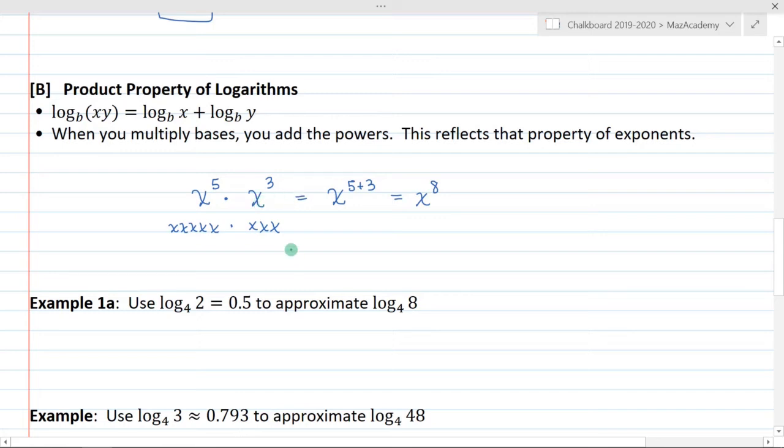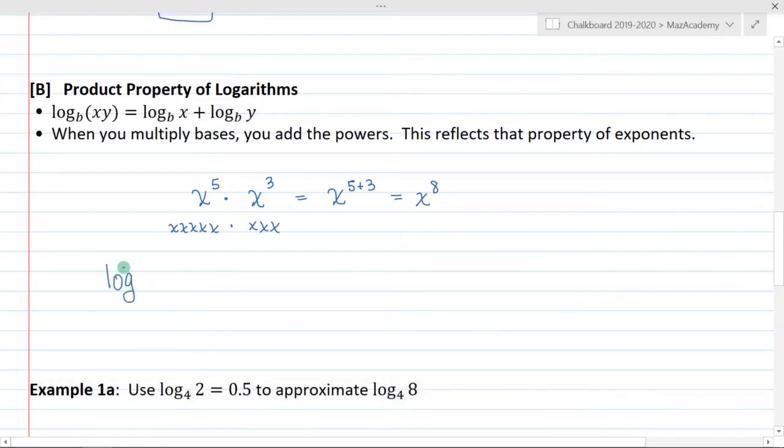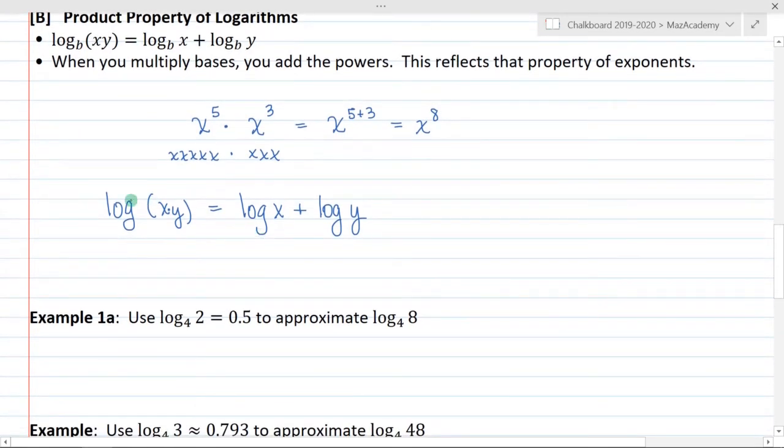And here's what I mean. If you have the log of two things being multiplied, x times y, that is the same as having the log of x plus the log of y. Okay? Just like here, multiplication creates an addition situation. Here, multiplication creates an addition situation. And you can see it up here in the notes. So that's it. That's the product property of logarithms, right?